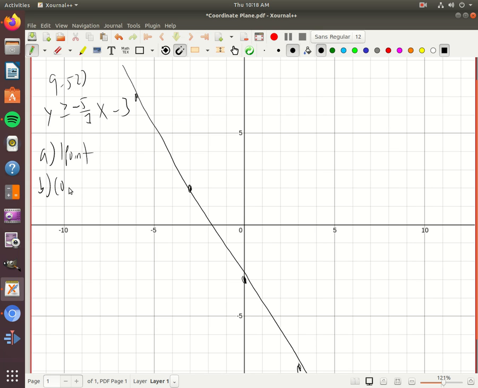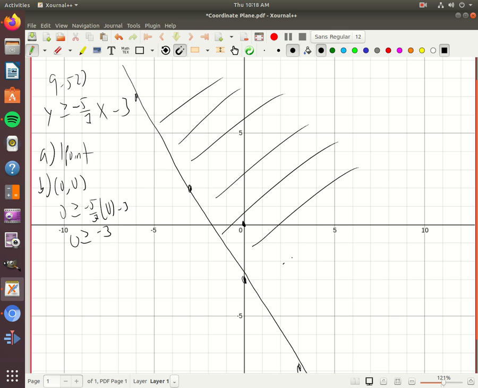B asks, is it a good idea to check point (0,0)? Well, (0,0) is a good idea, I think. It's not on the boundary. You never want to check something on the boundary, and I'll show you why in a minute. And (0,0) is very easy to sub in. If I sub in 0 for the y and 0 for the x, we get 0 is greater than or equal to 0 minus 3. So 0 is greater than or equal to -3. If that's true, we shade that side. And 0 is indeed greater than -3, so we're going to shade the side with (0,0) on it.